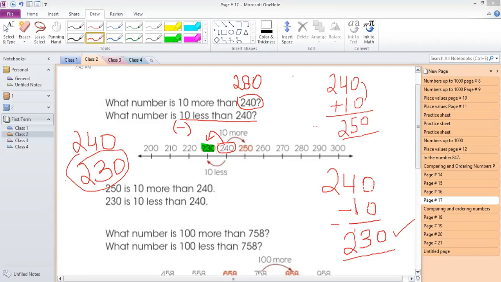All right. Now you have to tell me what is 10 less than 280? What is 10 less than 280? Yes, guys, what is 10 less than 280? Yes, sir, very good.